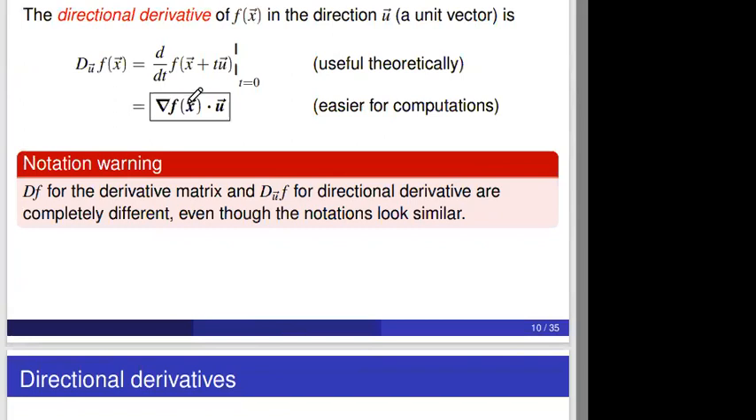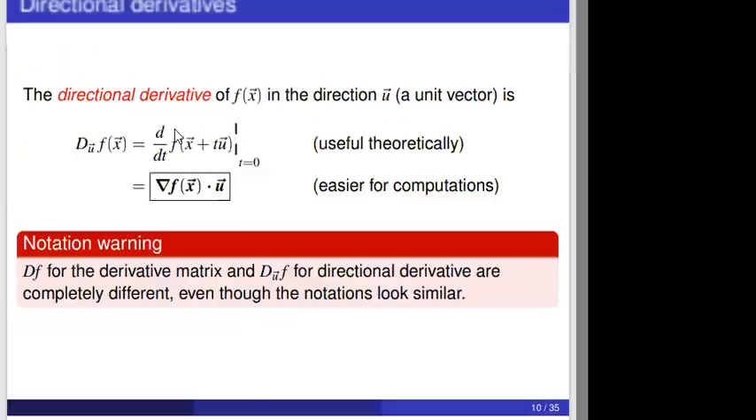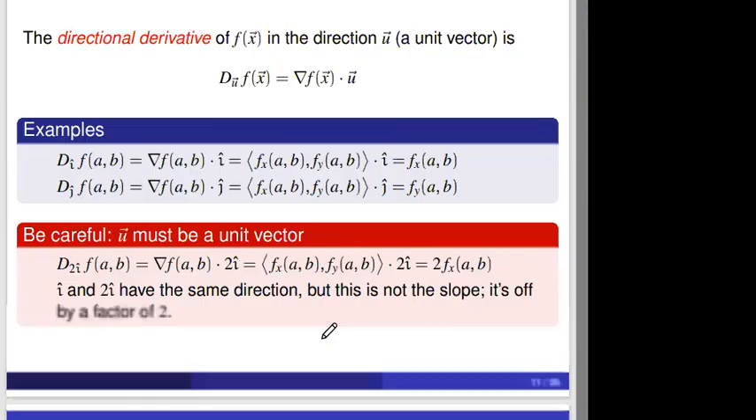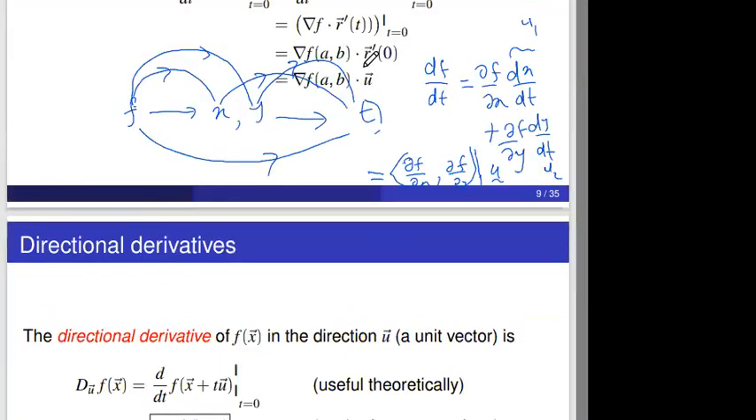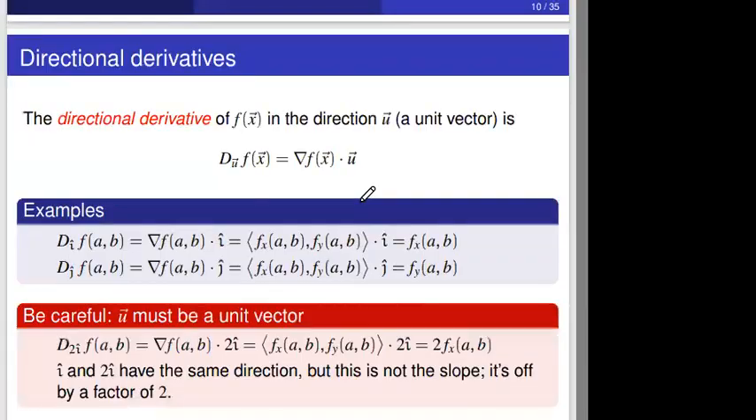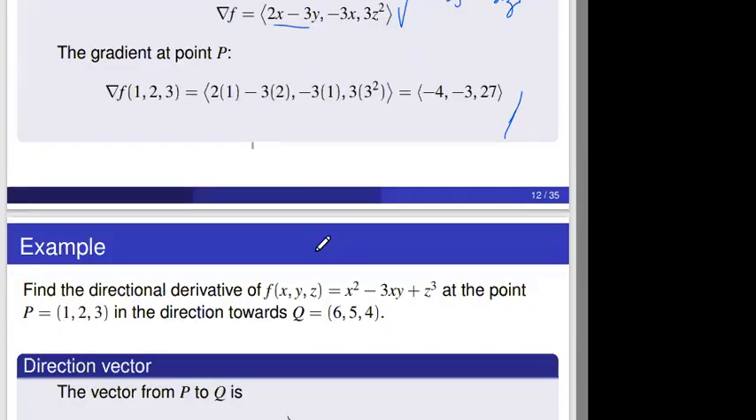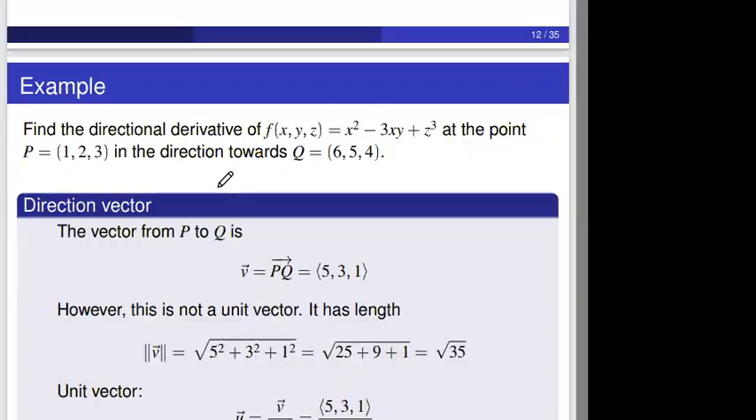Remember this formula. You don't need to derive this formula, so you have to remember it. So this is the direction. We computed this bit, the gradient of f evaluated at point P. Now we want to find the unit vector in the direction that we are interested in. Look at this: find the directional derivative of f at the point P in the direction towards Q.